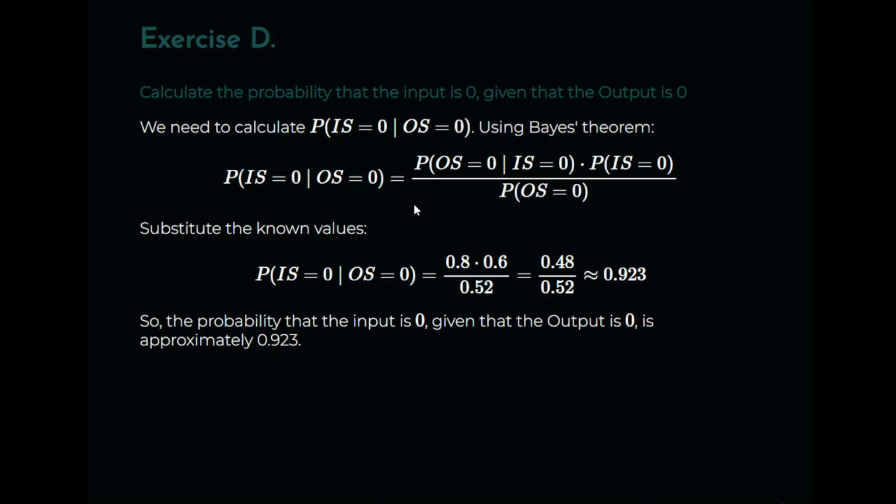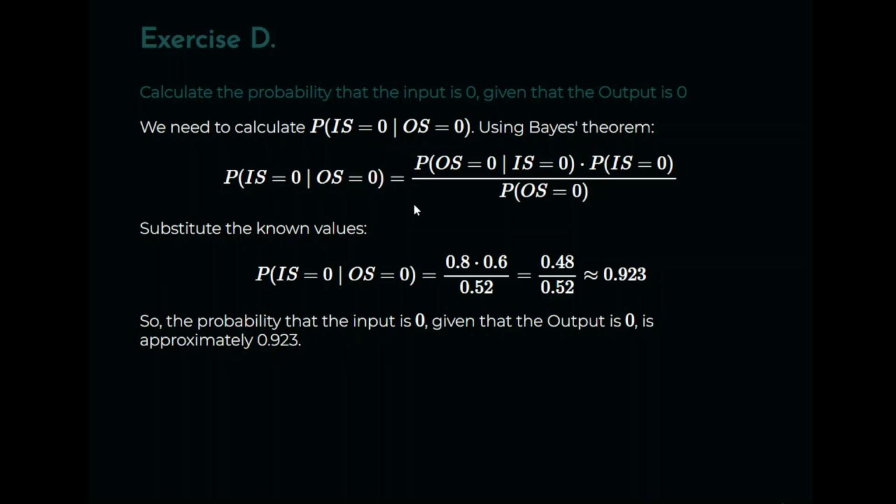And likewise, exercise D, calculate the probability that the input is 0 given that the output is 0. So what we have to do here is calculate IS equals 0 given OS equals 0. And again, we use Bayes' theorem. So that is as follows. The numerator is the probability of OS equals 0 given IS equals 0 times the probability of IS equals 0, divided by the probability of OS equals 0.